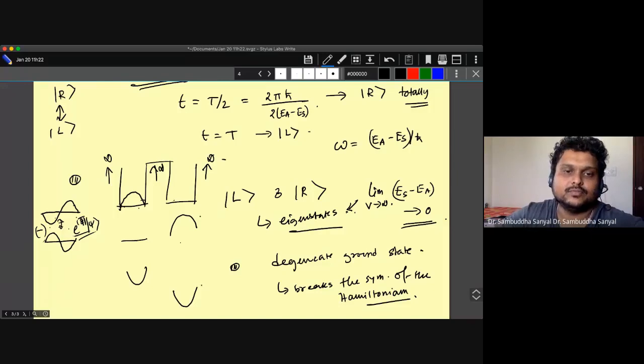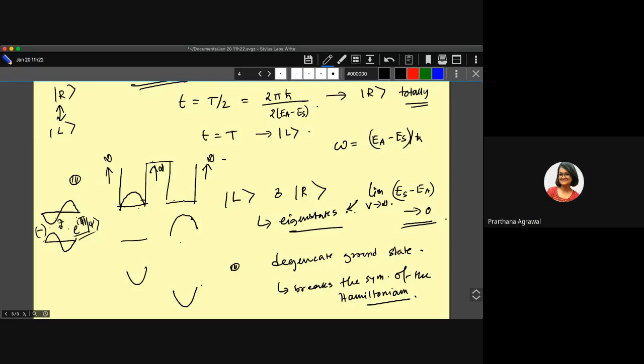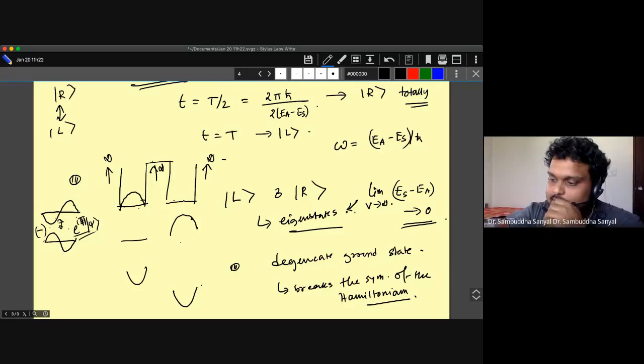But if I take the wall to infinity, then that is no longer true. Why? Because now the state is this or this. So these states don't have the same symmetry as the Hamiltonian. That much is clear, right? Yes, sir. Okay. So the Hamiltonian can have ground states which break its symmetry, and that is not contradicting any of our earlier theorem.